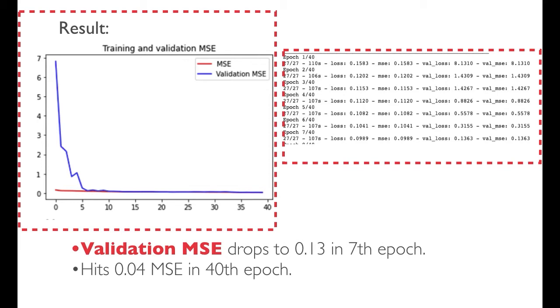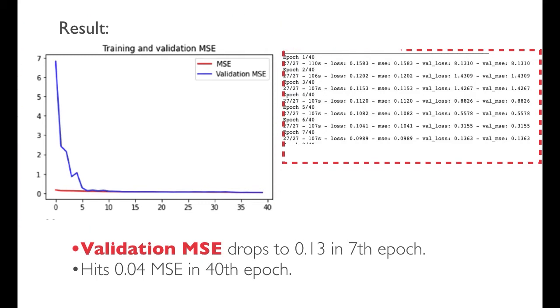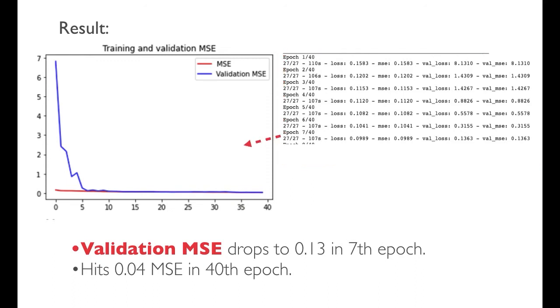On the right, I've shown a snapshot of my training run. If you look, you can see the value of the validation MSE has started to drop. And at around the 8th epoch, which I'll be showing with an arrow mark, you can see that the value of the validation MSE has dropped down to 0.136.